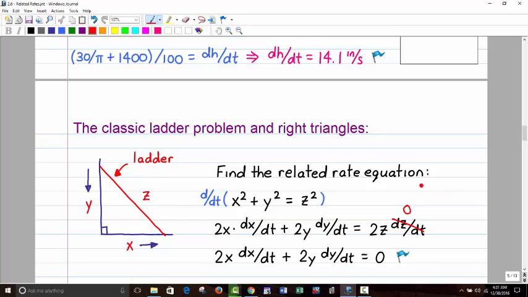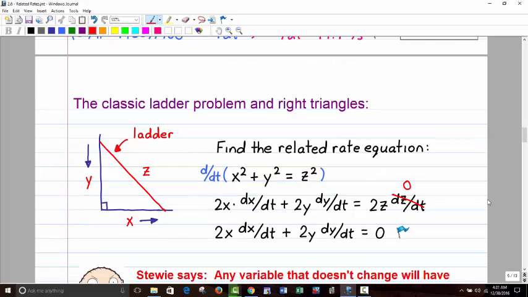Because as that ladder slides down the wall, y is changing. The height's changing. As it goes away from the wall, x is changing. But the ladder's not. We're assuming it's a fixed length ladder here that's not expanding and getting longer. So, if the ladder was 50 feet long, it's going to stay 50 feet long even as it's moving down and out. So if the variable doesn't change, its rate will be 0. So that's how I knew that was going to be 0.